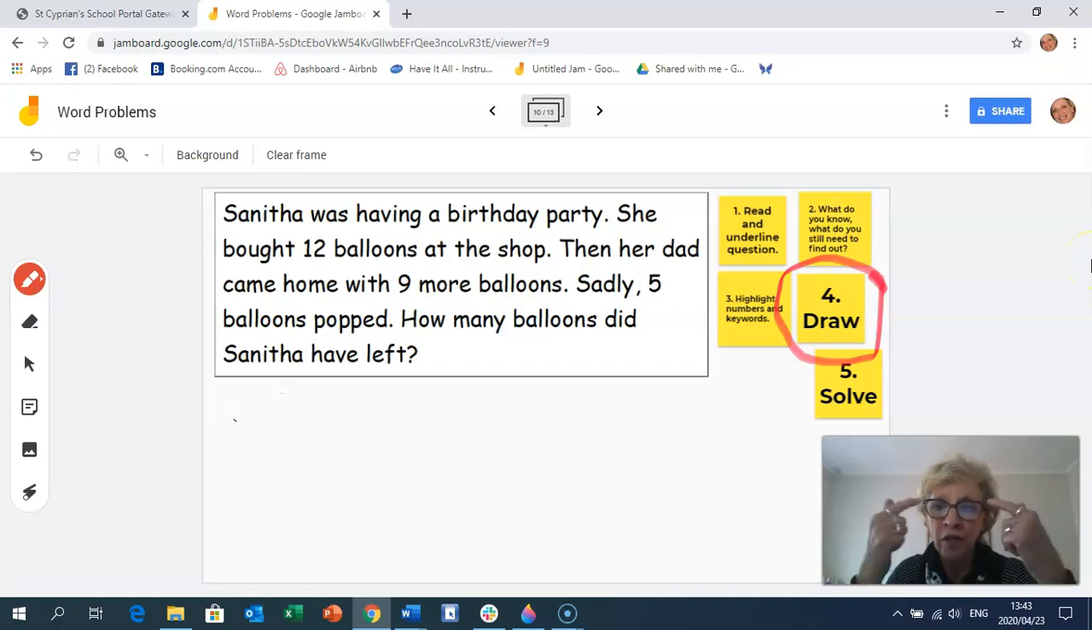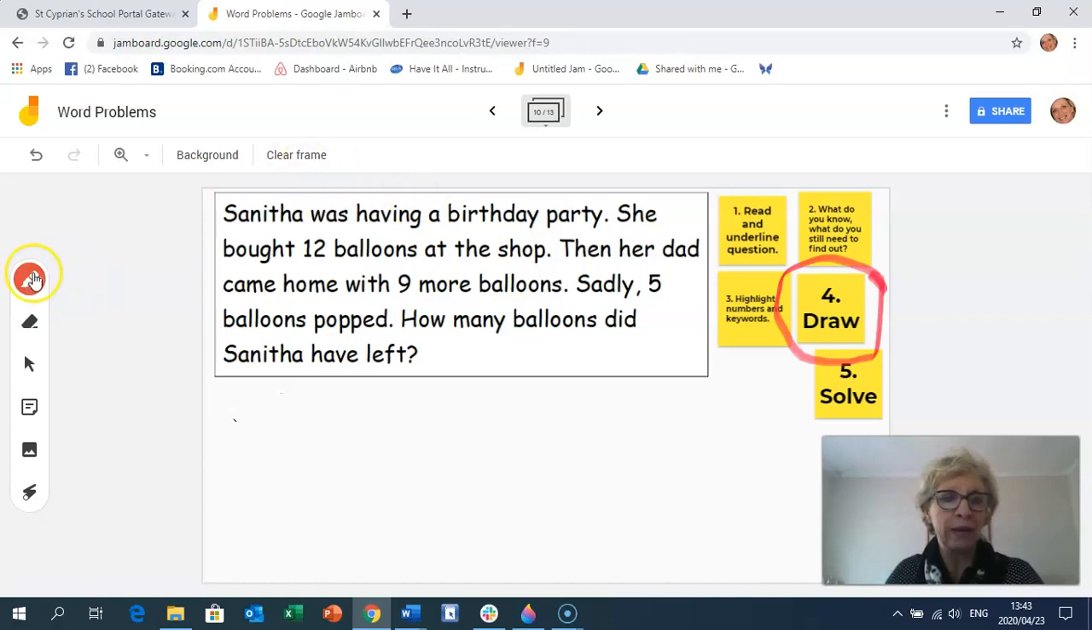So we learn visually with our eyes and our minds combined together. Once again, we're going to do the same things. Read and underline the question. What do you know? What do you still need to find out? Highlight the numbers and the keywords, and then draw if need be.